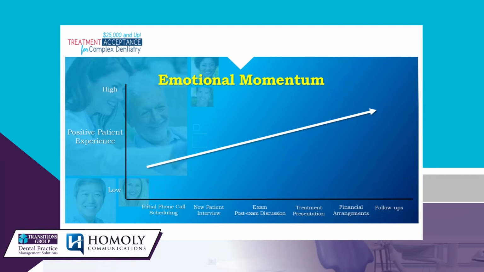Now, the vertical axis is the positivity of the patient experience from low to high. And what we want to do is gradually build emotional momentum. That is the positivity of the emotional experience of the patient to peak when it matters the most. And when it really matters the most, Lisa, is during treatment presentation and financial arrangements.